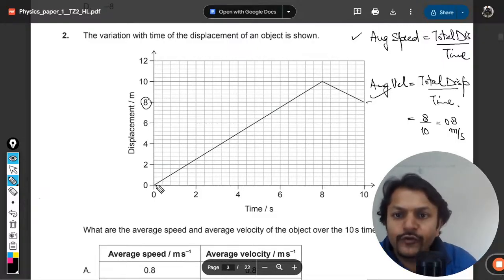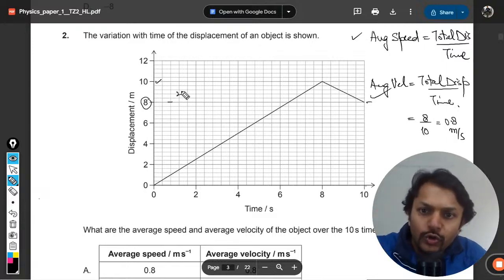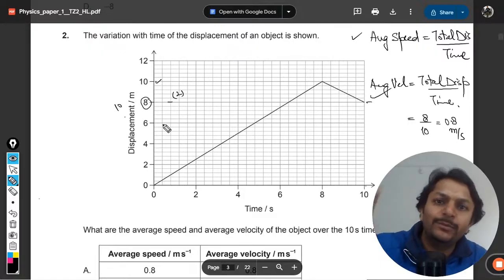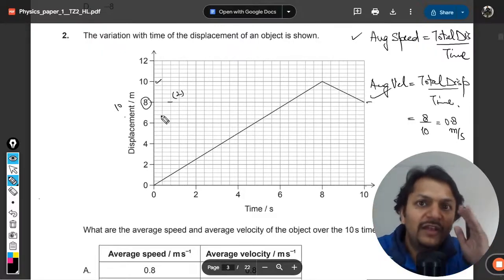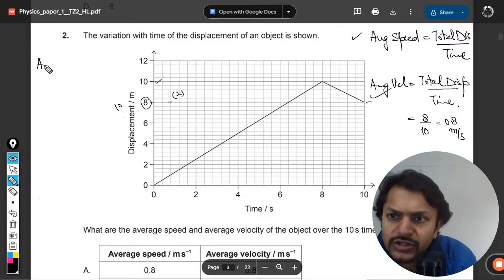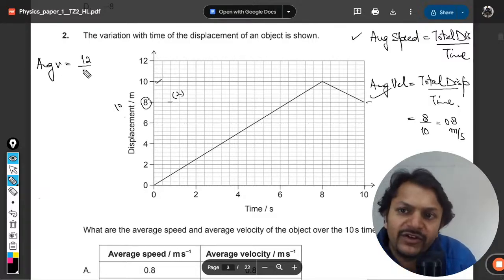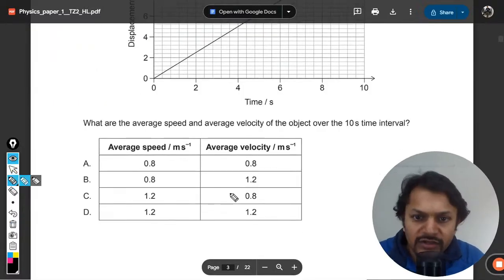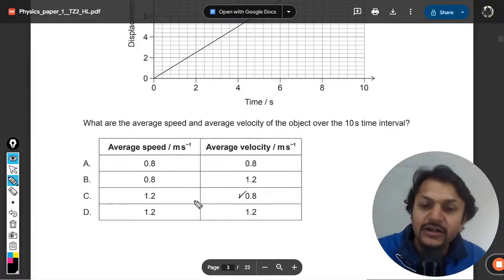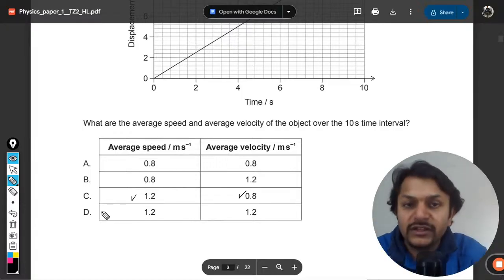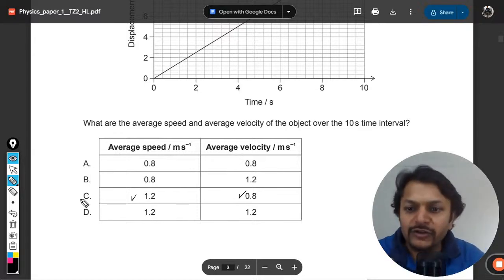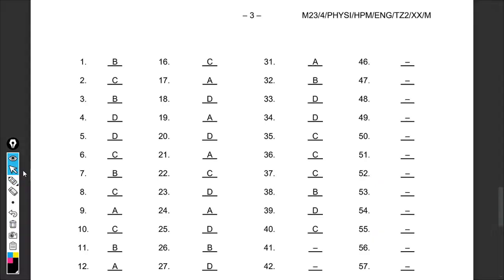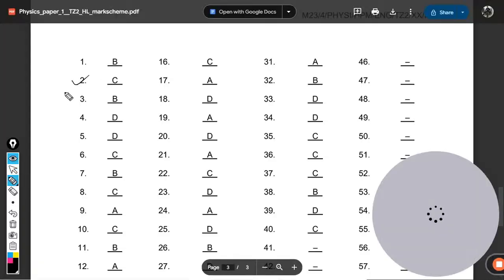So clearly here also, first the body is going up to 10 and then it is returning and going up to 2. So 2 is here and 10 is here. So it will be 10 plus 2, that is 12. So total 12 meter will be the distance that is traveled. So the average speed will be 12 divided by 10, and that will become 1.2 meter per second. So our answer is that for the velocity it will be 0.8 because it will be lesser, and for the speed it will be more than the velocity, which is 1.2. So our answer will be C. Let us see the mark scheme, and yes, the answer here is given as C.